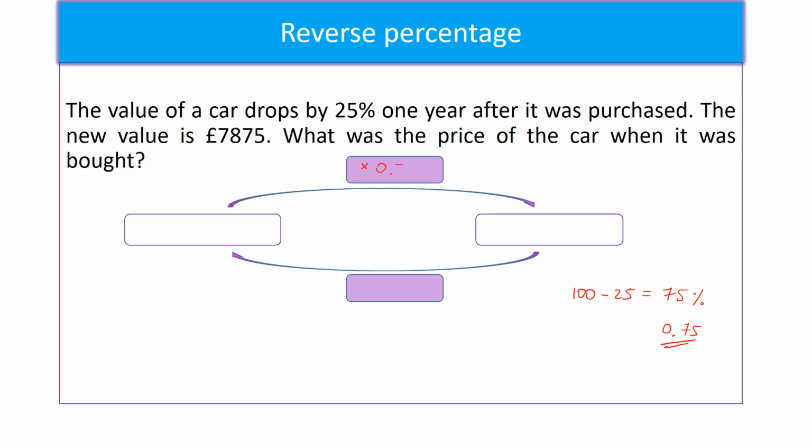Now the value of the car is now £7,875. If you want to work out the original value, we need to now divide by 0.75, which is £10,500.